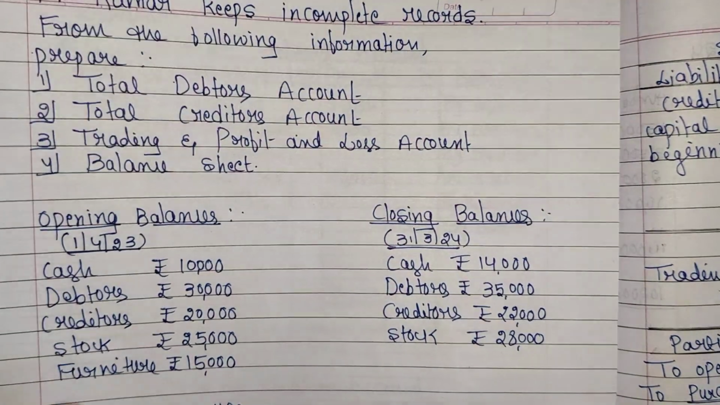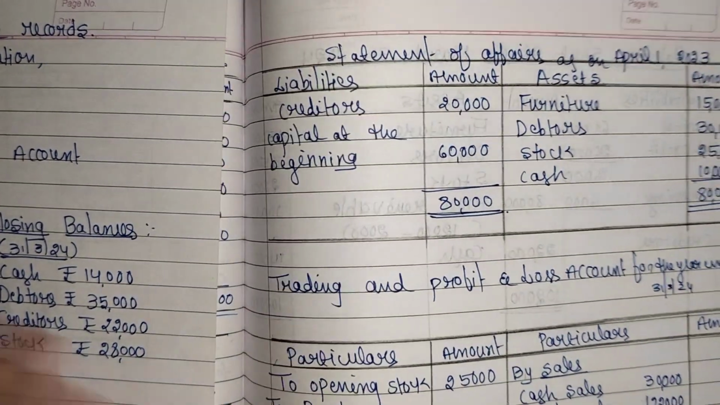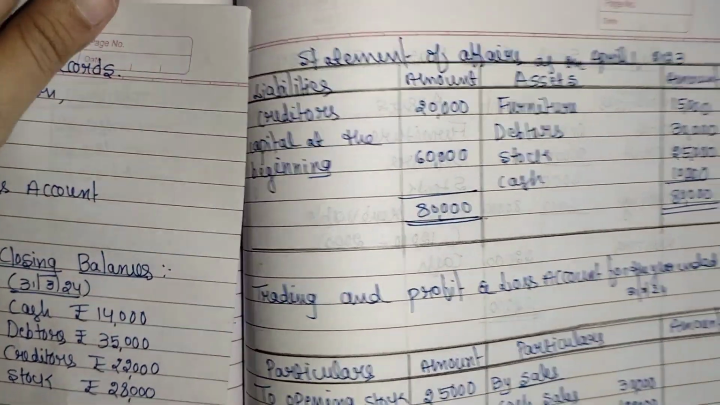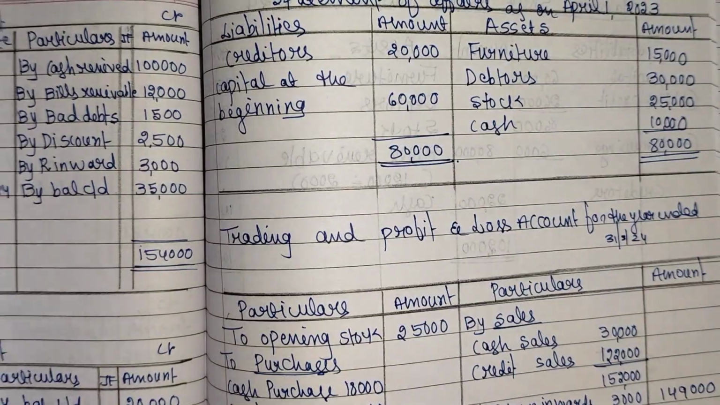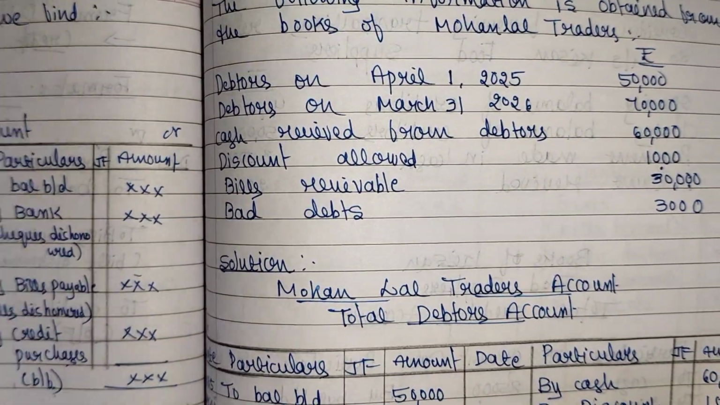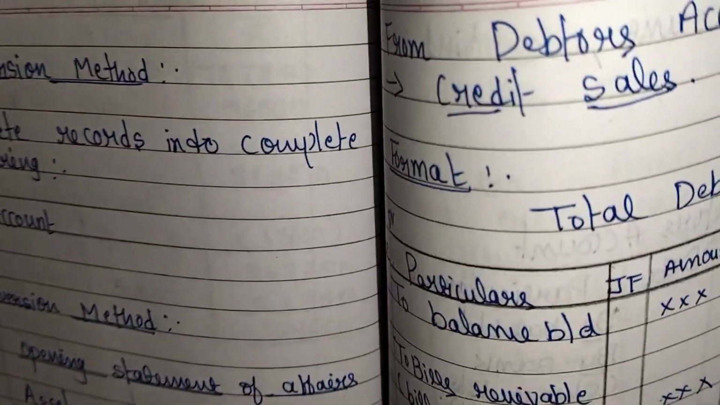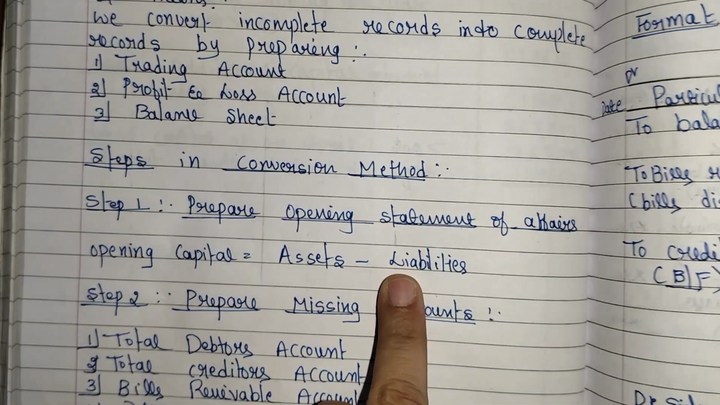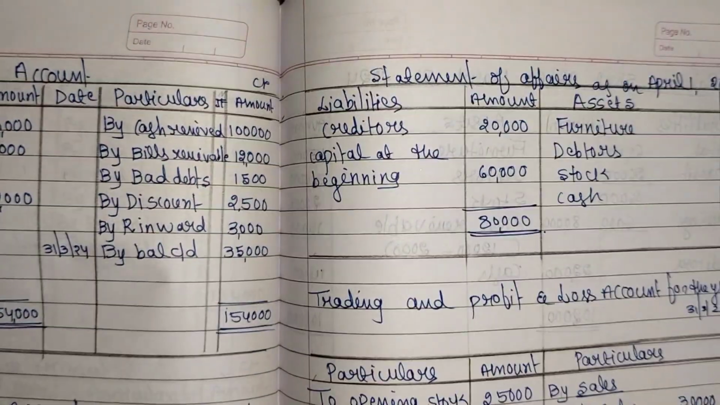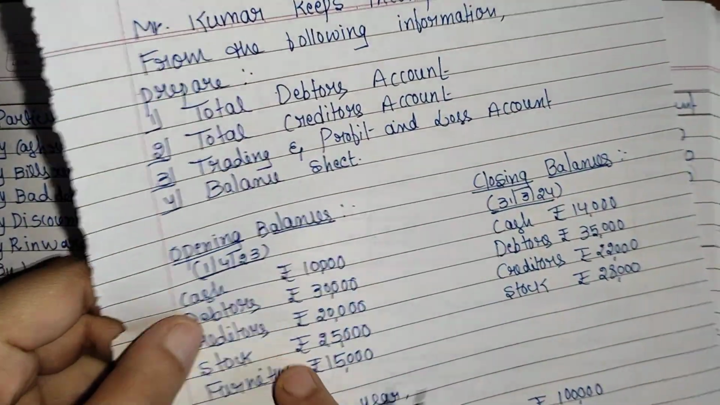First step is to prepare the statement of affairs as on April 1st 23. So what is the formula? See here. Statement of affairs to determine the opening capital. So the formula is assets minus liabilities. In the opening statement of affairs, we have to enter the opening amounts. So see the problem here, opening amounts are there, right?